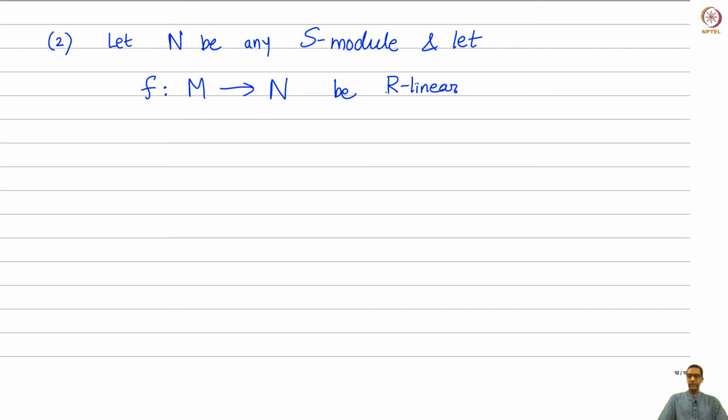Again, what do I mean by R linear? So recall, M is an R module, N is an S module, right? So when I say R linear, what I mean is you view N as an R module by restriction of scalars.